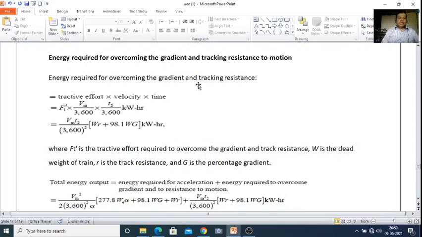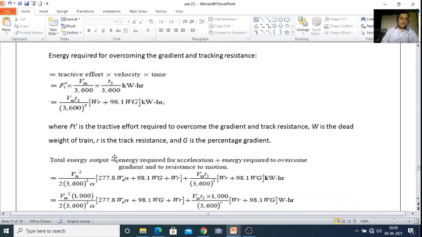Energy required for overcoming the gradient and track resistance to motion is given by tractive effort into velocity into time, that is Ft dash into Vm by 3600 into T2 by 3600 kilowatt hour. After simplifying, we get this equation: Vm into T2 by 3600 whole square into Wr plus 98.1 Wg kilowatt hour.